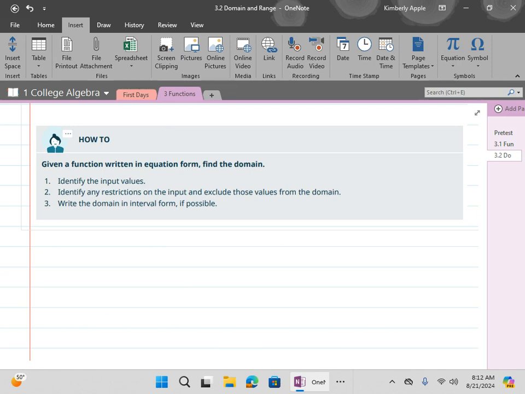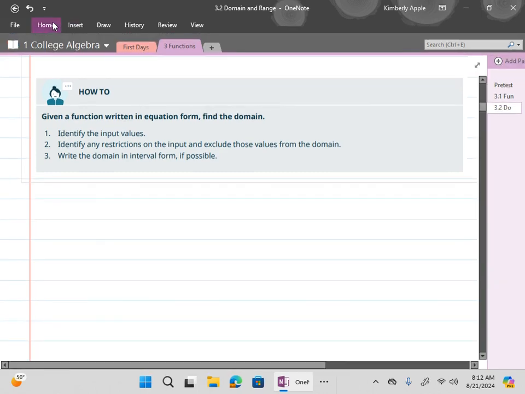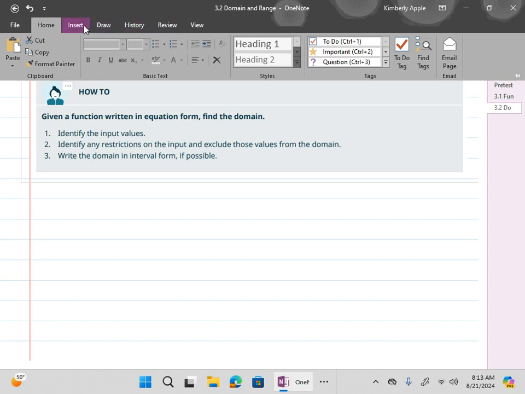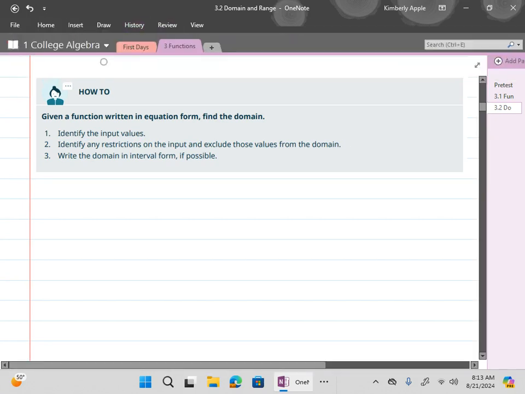And so then you'd have to exclude those things that don't work. So you kind of have to use some reasoning here. You kind of have to think about what's happening with particular functions. So let's do an example and apply those steps.